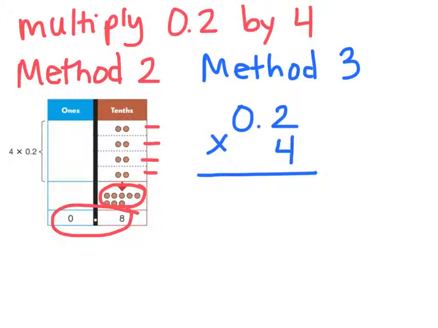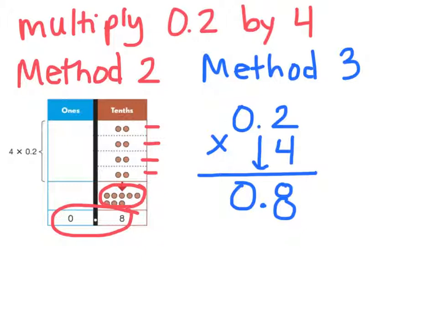4 times 2 gives us 8. 4 times 0 gives us 0. Now we simply drop the decimal point down and place it here. When multiplying tenths by a whole number, the decimal point in the product will be directly below the decimal point in the factor. That is not always going to work when multiplying decimals, but in this case, it does.